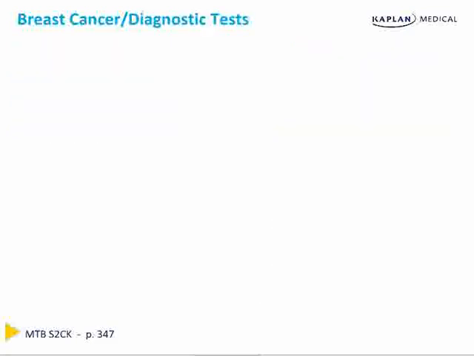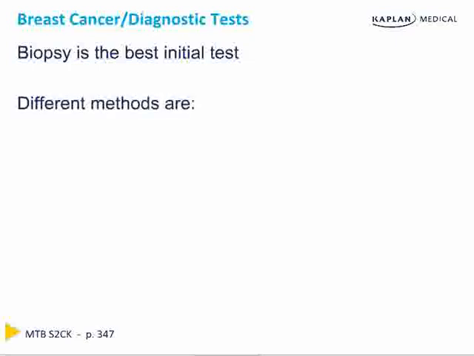So now that you know the classic clinical presentation describing when to suspect breast cancer, how do we go about diagnosing it? The best initial test for breast cancer, once a mass is identified, is to biopsy it. So whether the mass is found by palpation, ultrasound, or mammogram, it's important to actually obtain cells for microscopic examination.